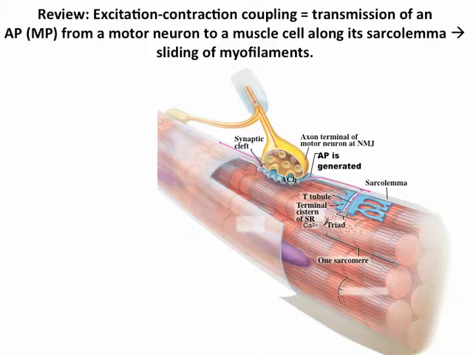Remember, the T-tubule is where the sarcolemma dives down into the inside of the muscle cell. And also remember, when you have the T-tubule and the terminal cistern of the SR together, that's called a triad. And then you see the yellow structure.